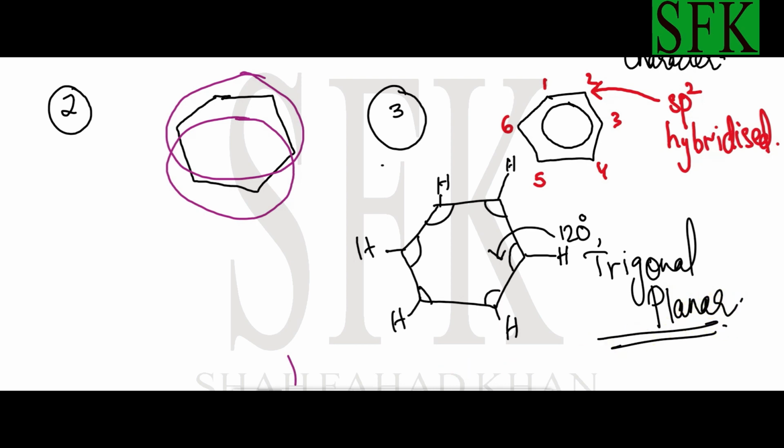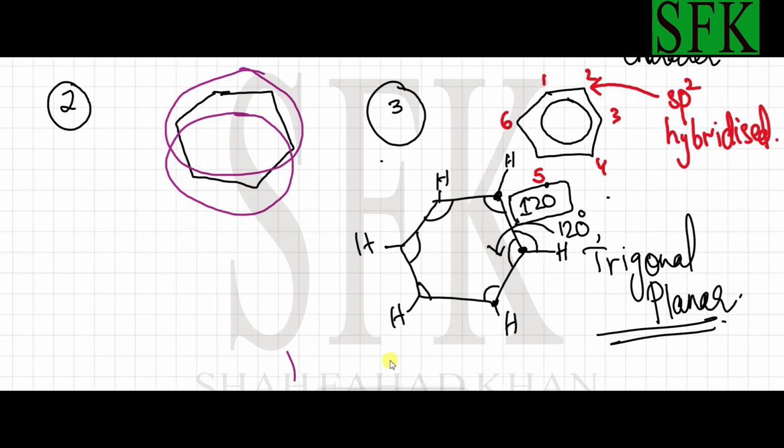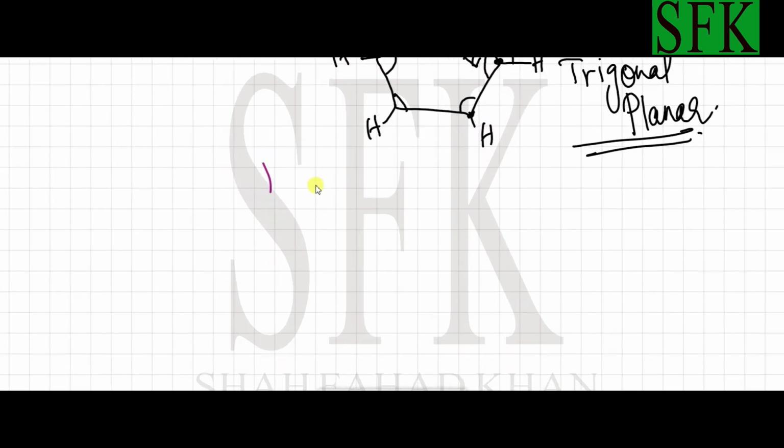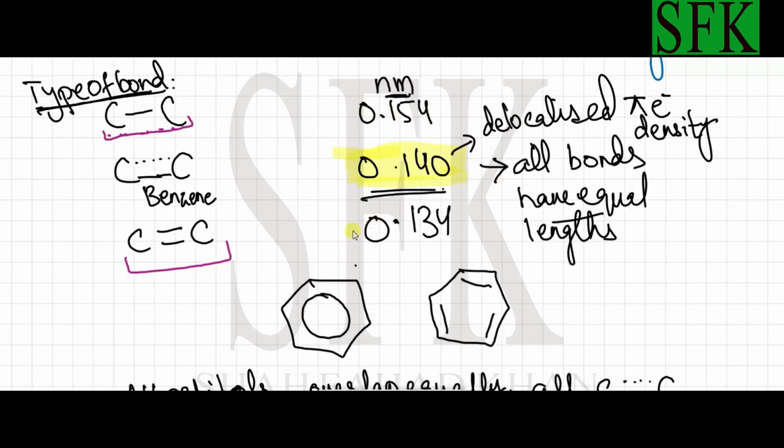So carbon atoms are sp2 hybridized, the bond angle, the carbon-carbon-carbon or the carbon-carbon-hydrogen, this angle, or even this angle, is how much? It's equal to 120 degrees, due to which its shape is known as trigonal planar. On the structure of benzene.